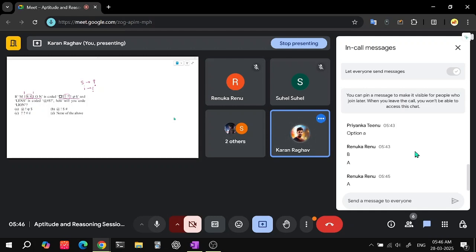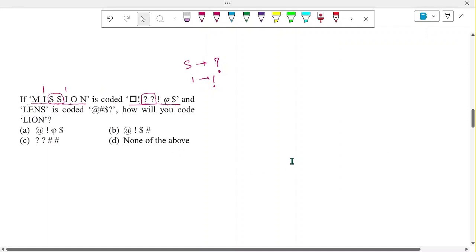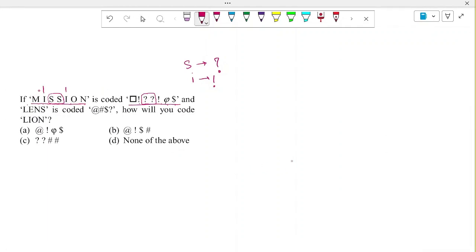Okay, option A. Renuka says option A. Okay. Then option A. Okay, we will see. Since we are able to identify the corresponding symbols for each letter, we have got L I O N. We need to find the corresponding symbols for this L I O N. We can observe this N. This N corresponds to the dollar symbol. Right. So this is the dollar symbol.